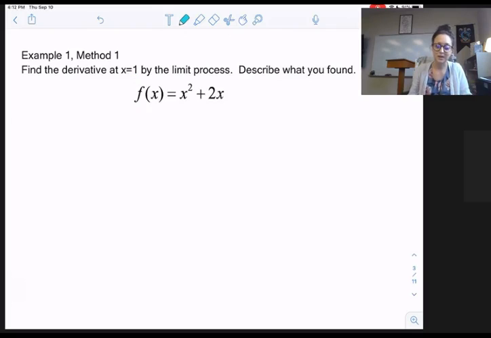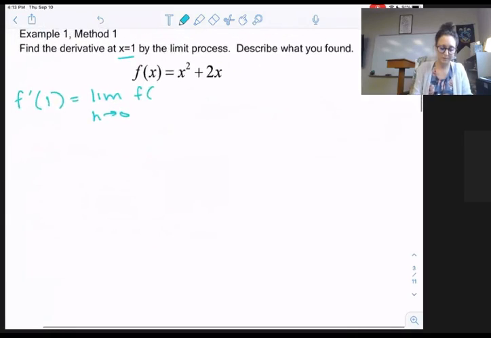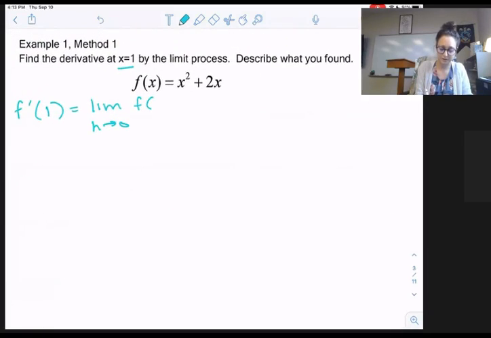So let's first write our derivative formula at x equals 1. Remember, f prime means the derivative, which is, again, finding the slope of the tangent line. So I'm going to go f prime of 1 in this case. And the formula goes limit as h approaches 0 of f of x plus h, but again, x is 1. So f of 1 plus h minus f of x, which again, x is 1, all over h.